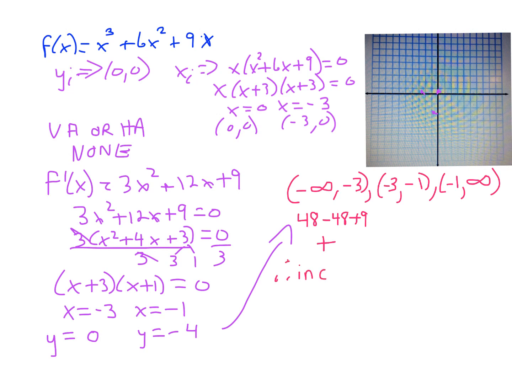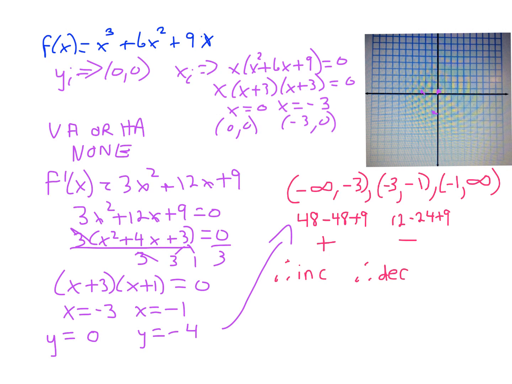Now if I choose a number in the second interval, like minus 2, I'm going to get 3 times minus 2 squared, so that's going to give me 12. Then 12 times minus 2 is minus 24, and then that's plus 9. And that's going to come out as a negative, and that tells us that the curve is decreasing for that interval.